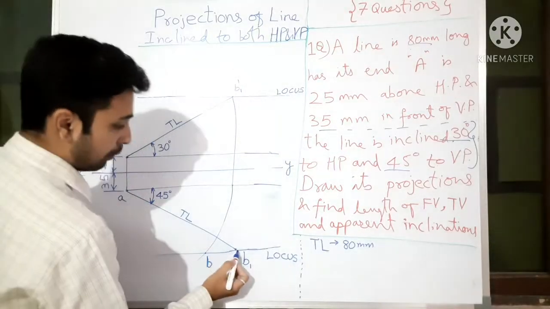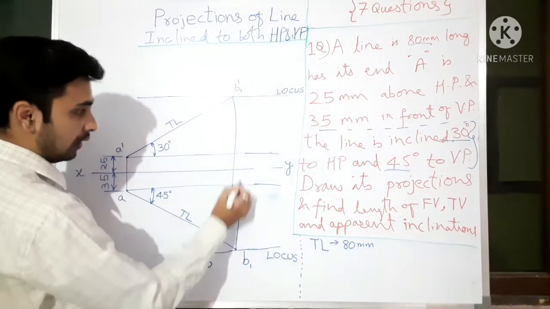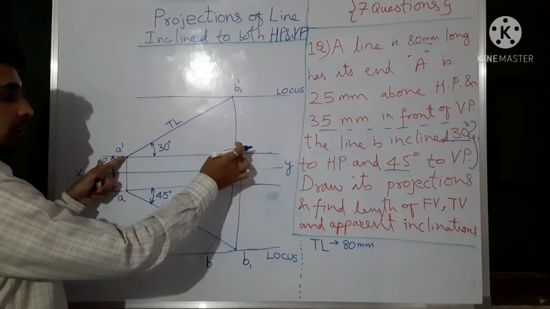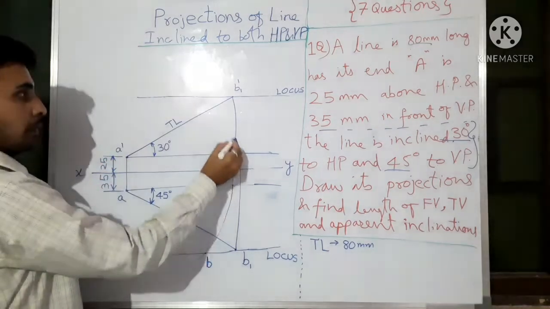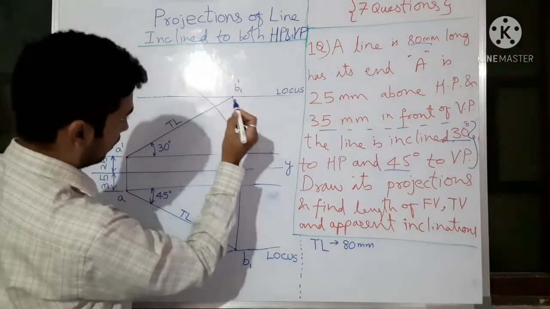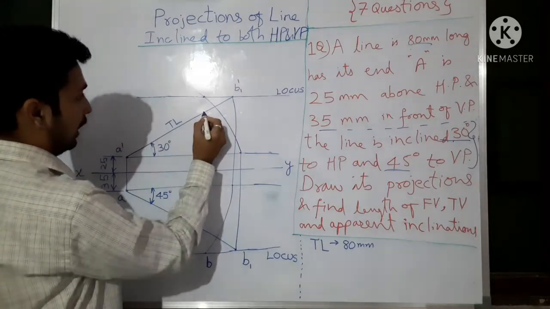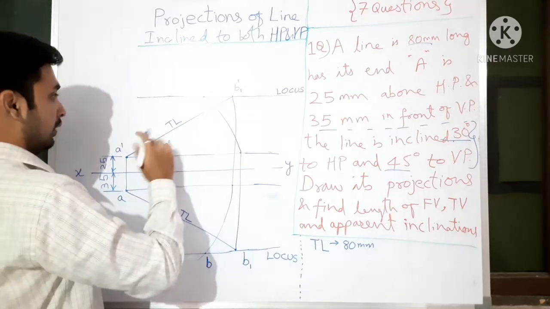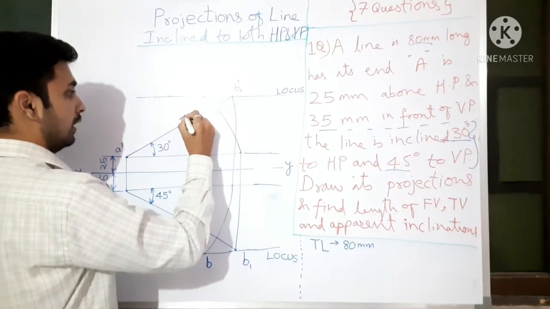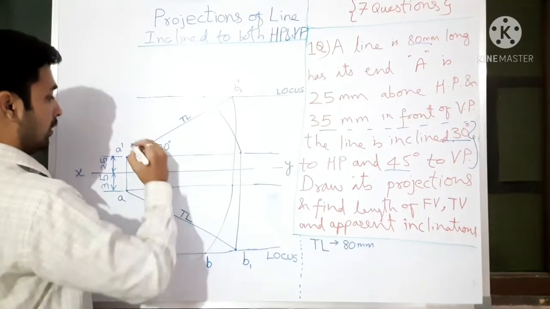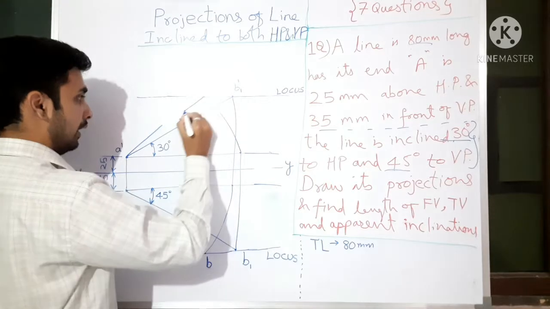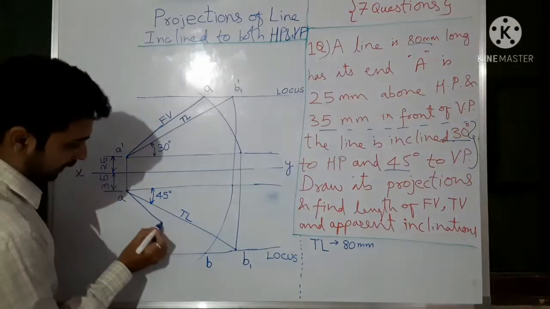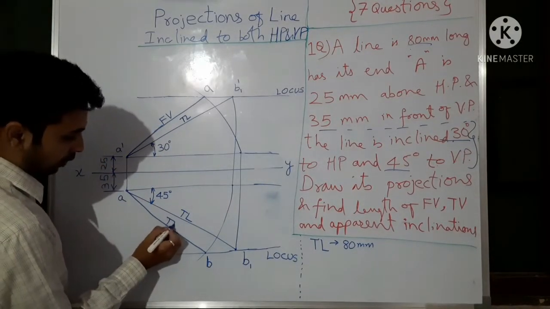Similarly, project this true length till this level. This is the center, this is the radius, draw an arc like this. Somewhere here it will cut. Assume this is the final end of the line. So I will draw here TL. If you join A dash and A, you will get the final front view. And here if you join A to B, you will get the top view of the line.